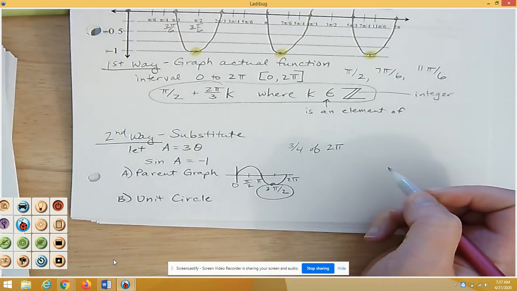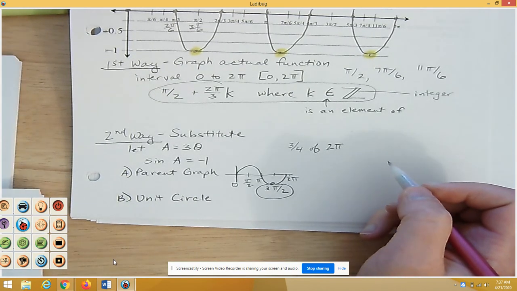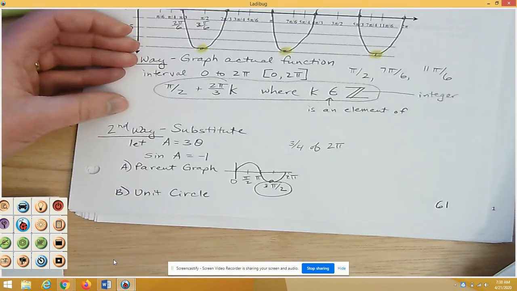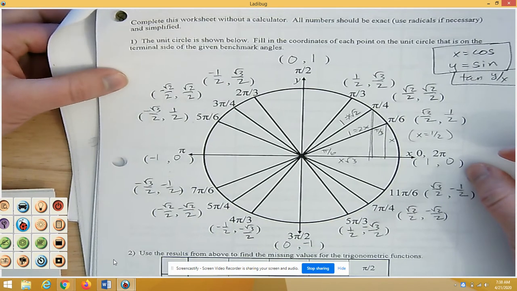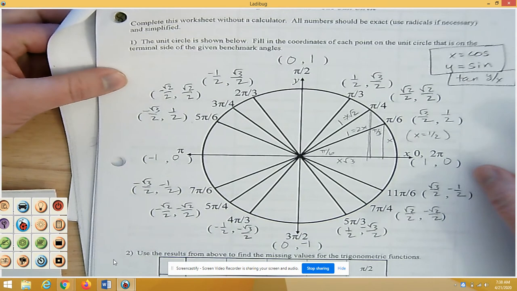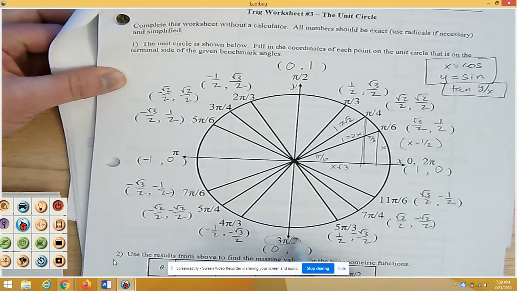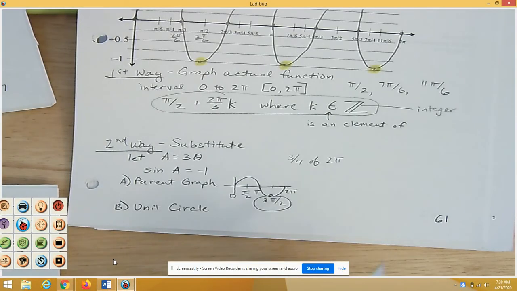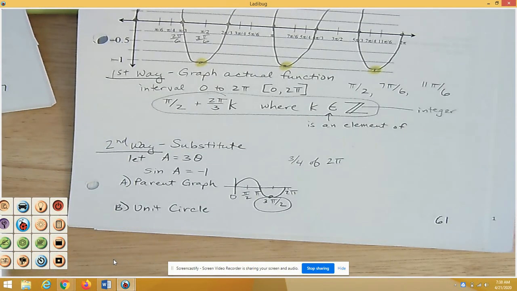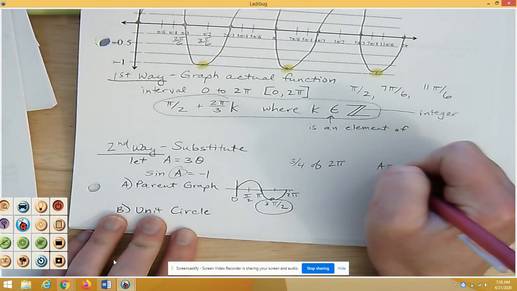And I just want to show you another way that you could have gotten that. So remember, sine pertains to your y value. So you want to look for a y value of -1 on a unit circle. So here's my unit circle. Here, y is -1, and I can easily pull off 3 pi over 2. So that's getting the angle for that particular output. So in a couple of different ways, I'm getting the 3 pi over 2. So now I know A equals 3 pi over 2.